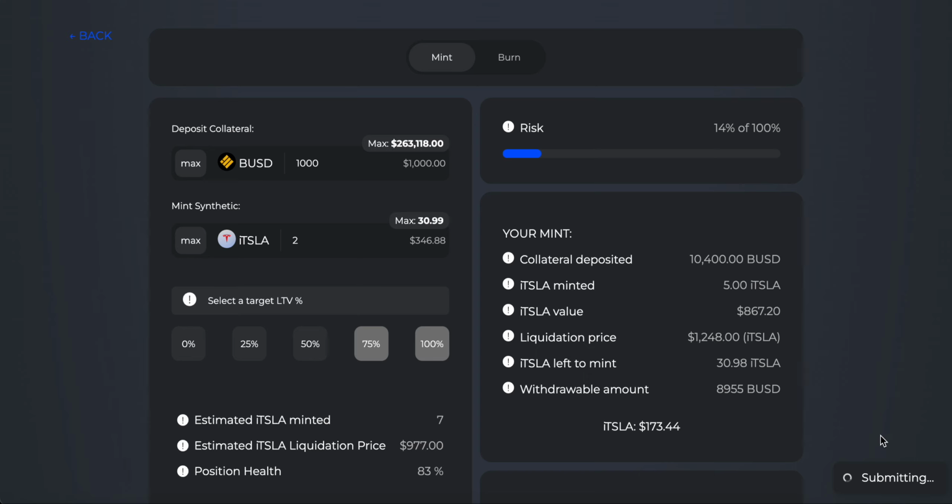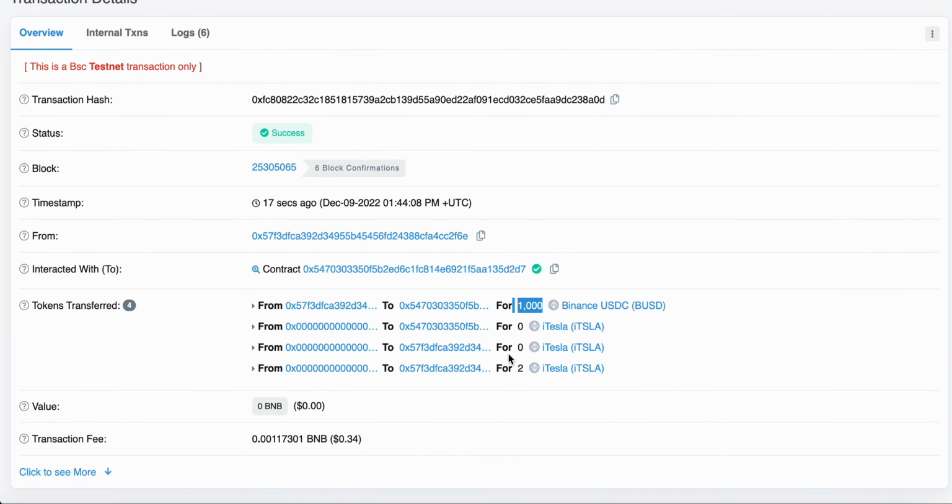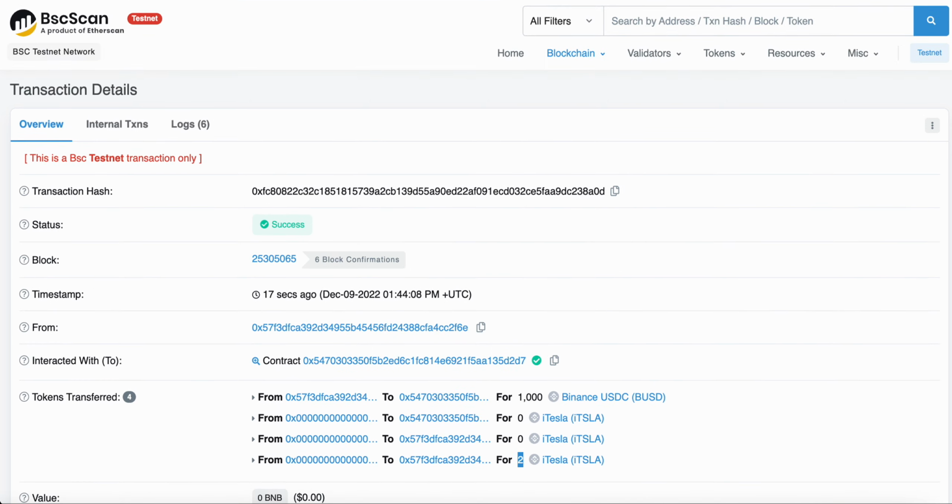It's quite similar to the Dinero market. The difference is that you have to really watch the price of the token that you mint. So click on the BSCScan. We can see that I did indeed deposit BUSD, and I minted two synthetic tokens.